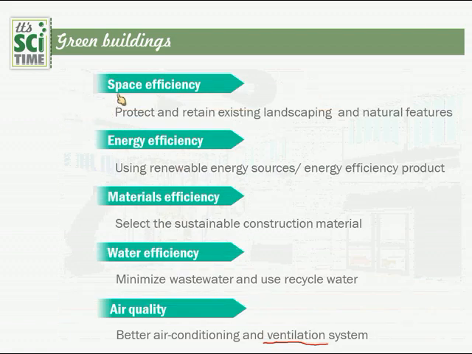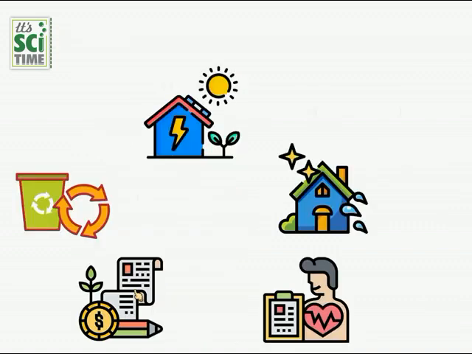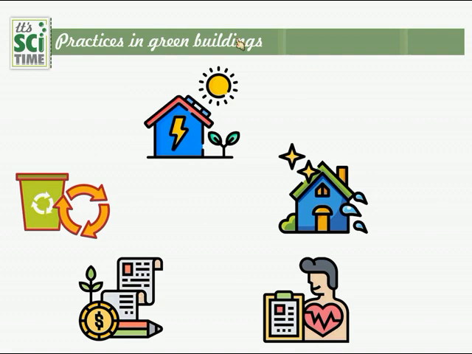Right, these are the 5 things we have to think about when building green buildings: space efficiency, energy efficiency, material efficiency, water efficiency, and air quality. Right, now let's move on to the practices in green buildings, good practices. There are 5 pictures you can see here. What do they mean actually?